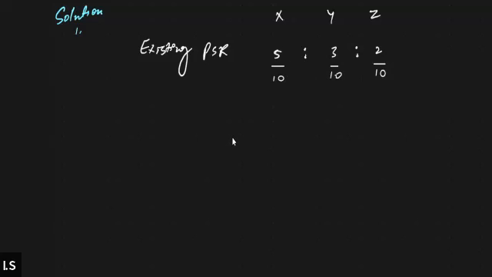Shifa and Zainab, do you understand this? Yes or no, Zainab? Yes, sir. Okay. So if it can be written as 5/10, 3/10, 2/10, that means now this is the old sharing ratio of the partners.